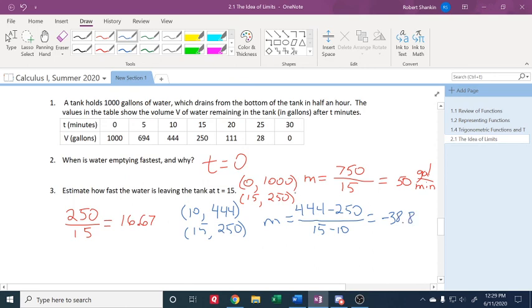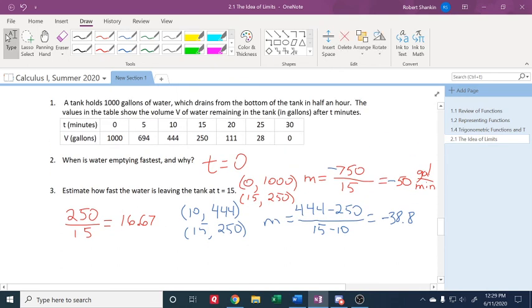All right, now this one turned out to be negative. Oh, look at that, because I took a shortcut on the previous one, 250 minus 1,000 should have been negative. Here I wrote it all out. I should have done that on the previous one. And this is the rate that water is leaving the tank. That was negative 50.